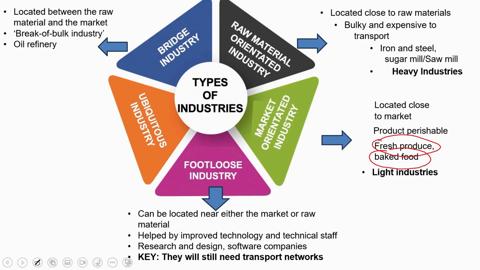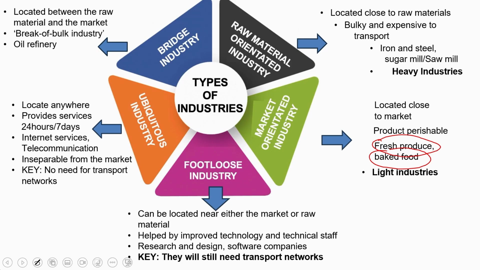Now, the most important thing here is these are high skill people who are working on these industries. Remember, at the end of the day, having high skills and producing all these high-tech gadgets and all the models that we have researched and designed, you will still need the transport networks. So this is the key here. You need the transport networks to make the footloose industry work. And that is key because it differentiates it from the next one, which is ubiquitous industries.